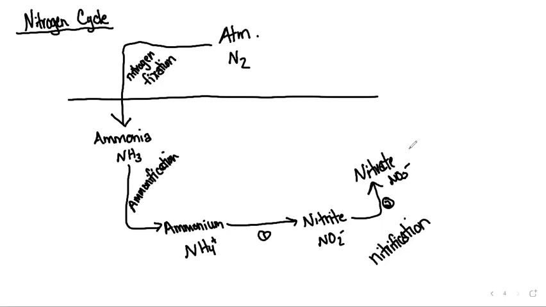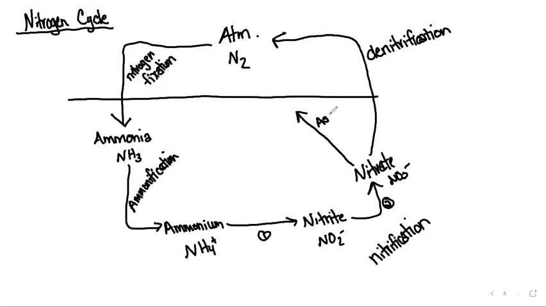At this point, the nitrate can take two pathways. It could complete the cycle and be converted back into diatomic nitrogen through the process of denitrification, done by denitrifying bacteria. Or it can be taken up by plants in the process called assimilation, to be used for whatever the particular plant needs at that time. Plants are then consumed by animals, and that is how animals get access to their nitrogen.